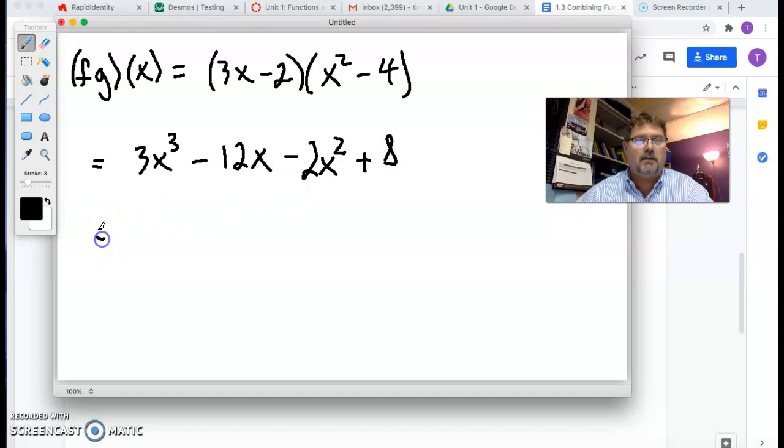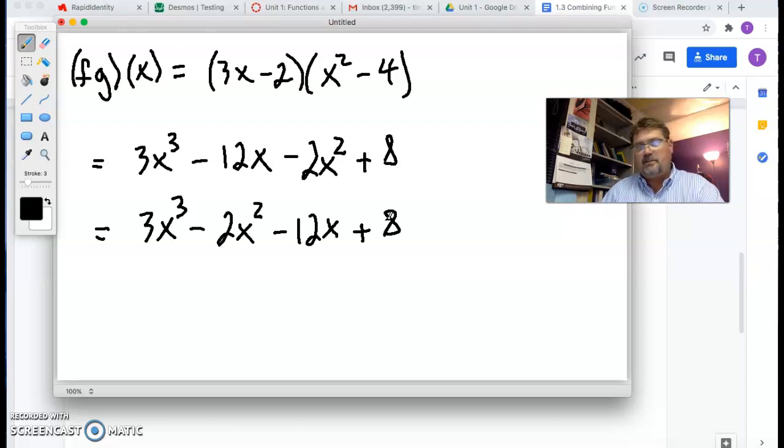I need to clean this up. I like to keep things in descending order. That's going to become a negative 2x squared. I got my minus 12x. He's going to come in there. My plus 8. And we already talked about the domain, so that's how that one's done.